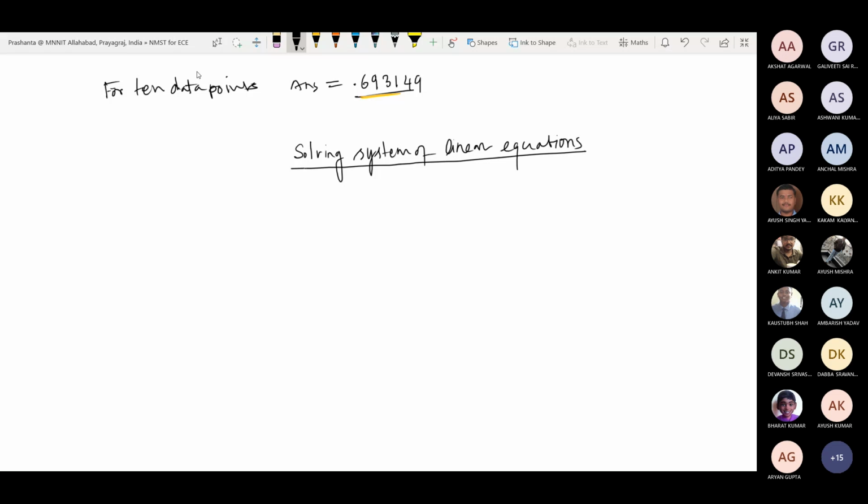You can also use that to find out the solution of linear equations, but that will not be very much accurate every time. Not accurate. We can have a better method. Okay, so that is what we are going to discuss.